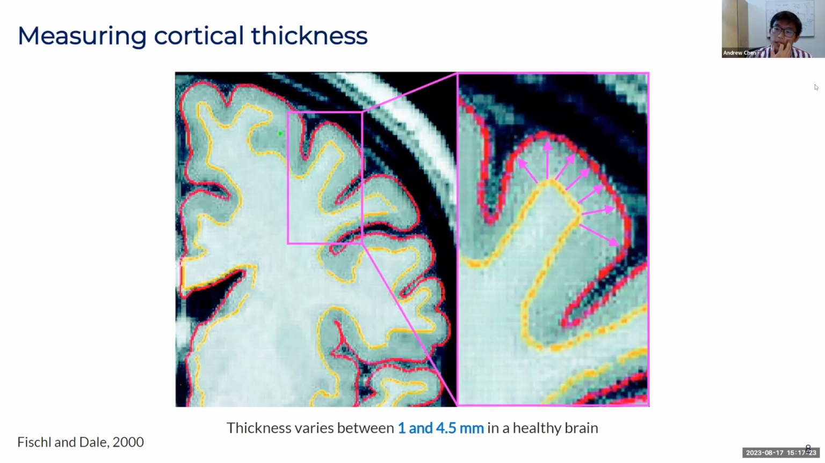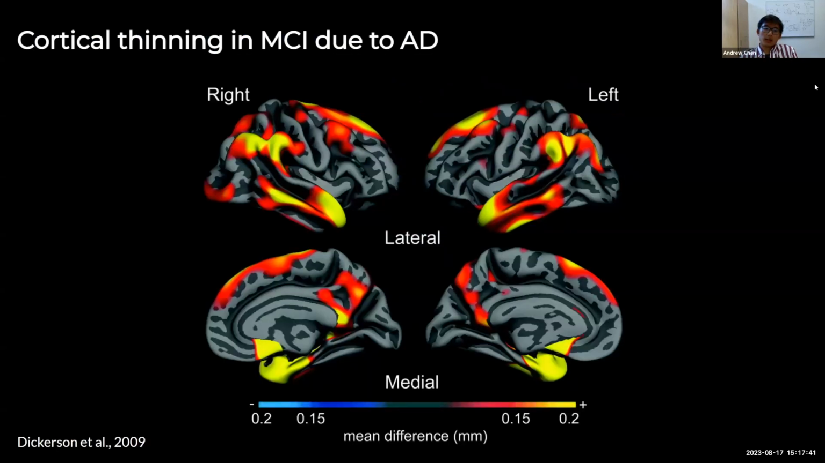And this thickness varies quite a bit depending on which region you're considering. But typically in a healthy brain, it will vary between 1 and 4.5 millimeters across the cortex. The variance is quite high. And in the context of Alzheimer's disease, studies have found, again using quantitative measures, that we're able to note a degradation of about 0.2 millimeters in certain areas of the brain, and this is in mild cognitive impairment.